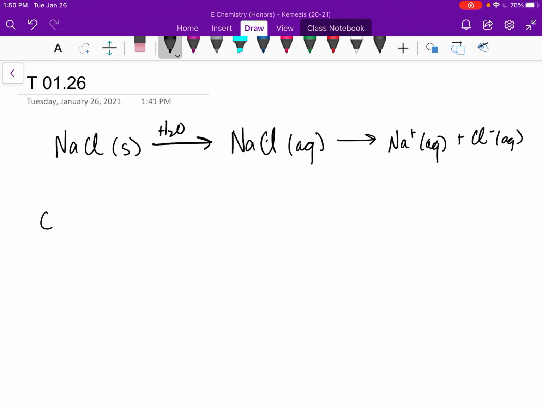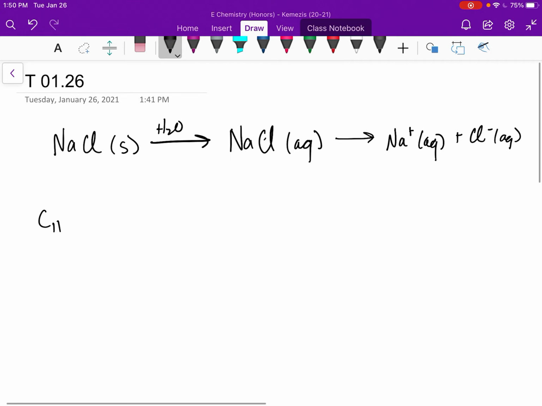Now, if you bring in something like sucrose, okay? Sucrose is table sugar. Things you put in your coffee, tea, right? That stuff to sweeten beverages.